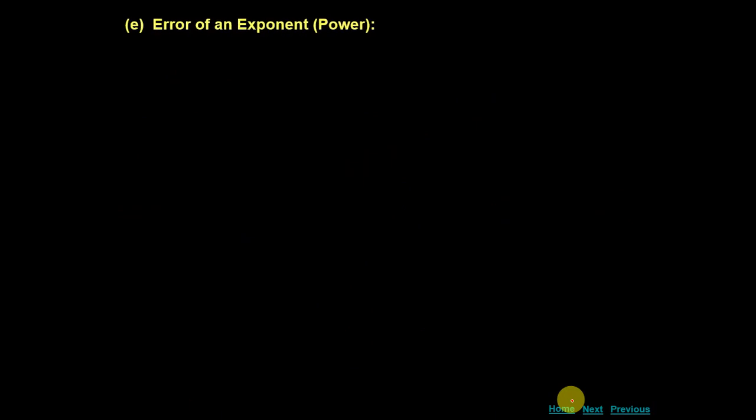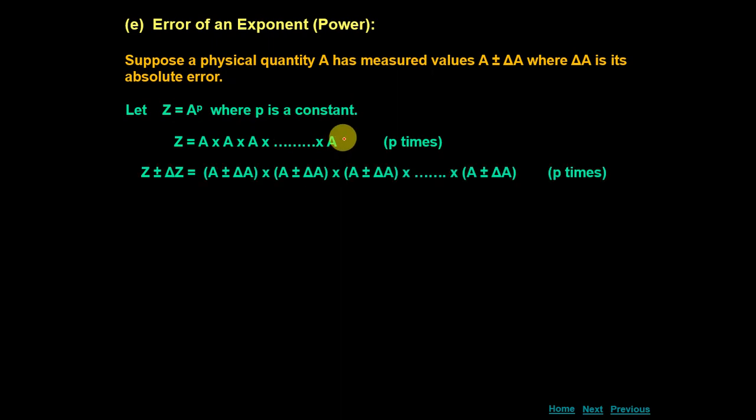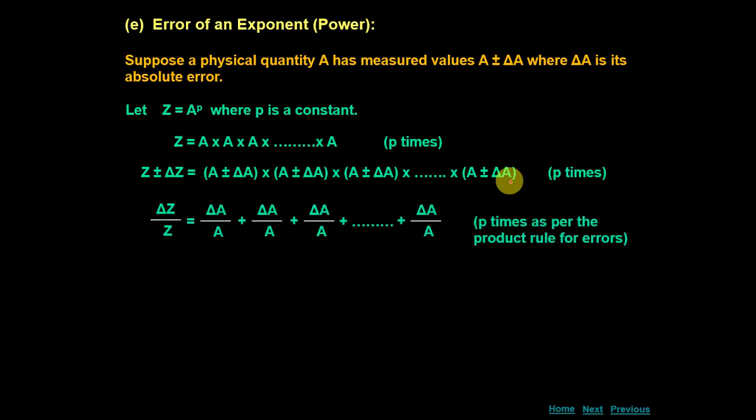Next is errors of an exponent power. You are taking the power of the physical quantity. Now let us consider z is equal to a raised to power p, where p is a constant and a is a physical measurable quantity having some error. So you have written a p times. So z plus minus delta z is a plus minus delta a, p times you are going to write it. And when you're doing multiplication, the relative error in the result would be equal to the relative errors.